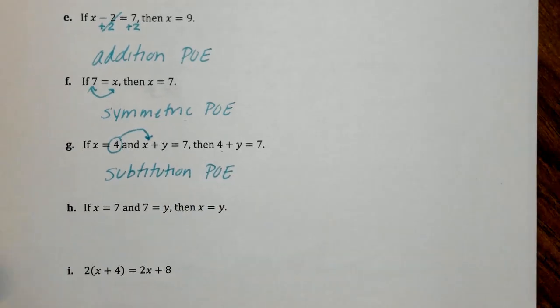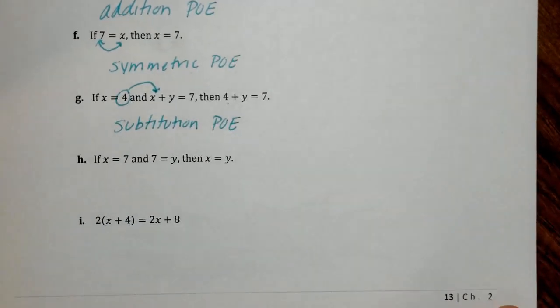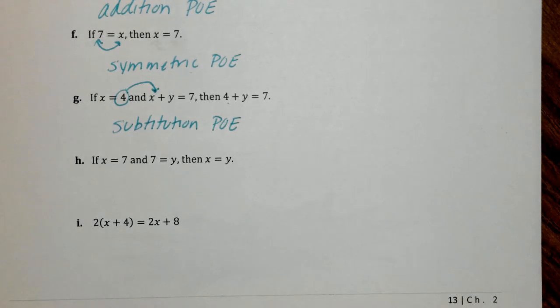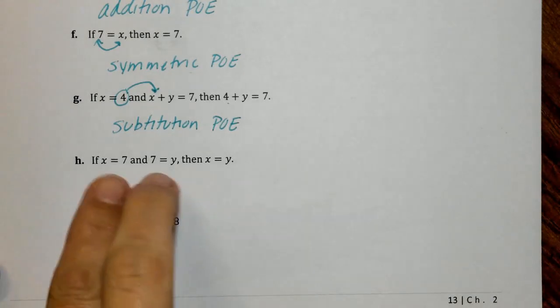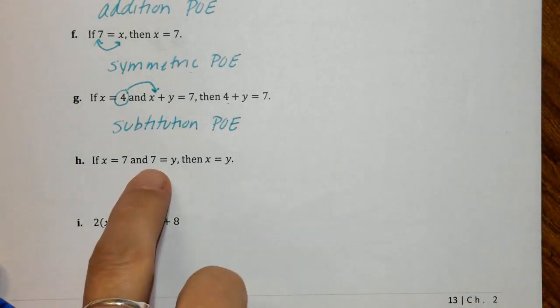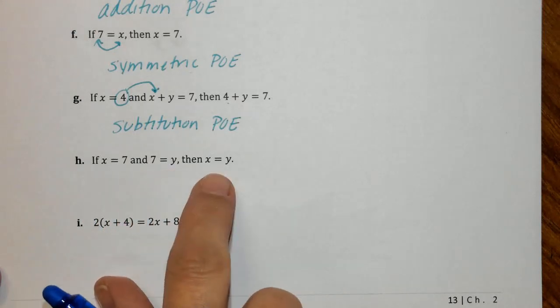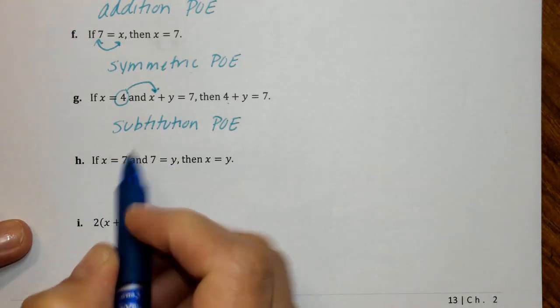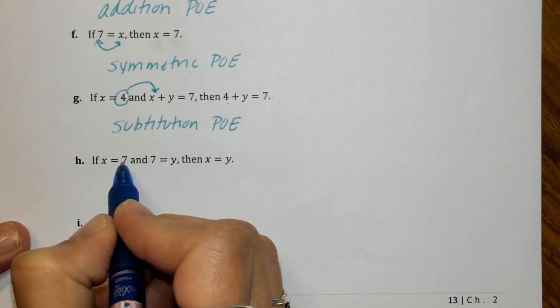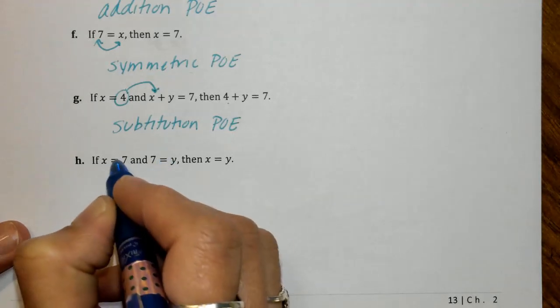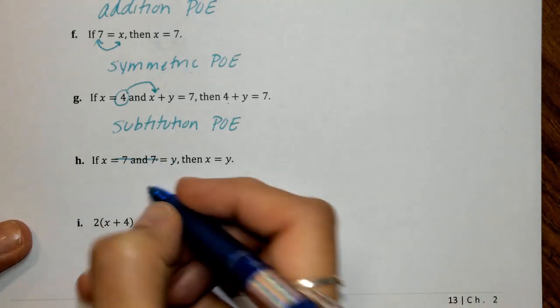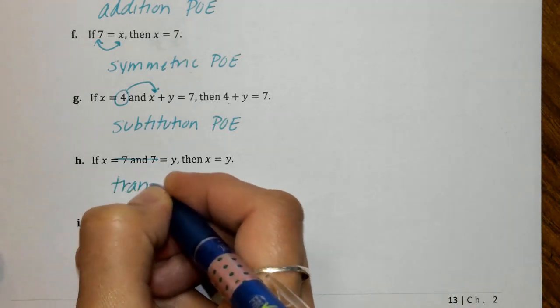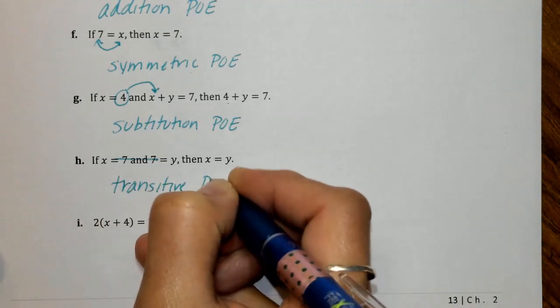Okay. H, if x equals 7 and 7 equals y, okay, we're not switching. Look, we have x equals 7 and 7 equals y. Then x equals y. This is where we see the first equation ends with what the second equation begins with. Bam, cut out that middle man. This is your transitive property.